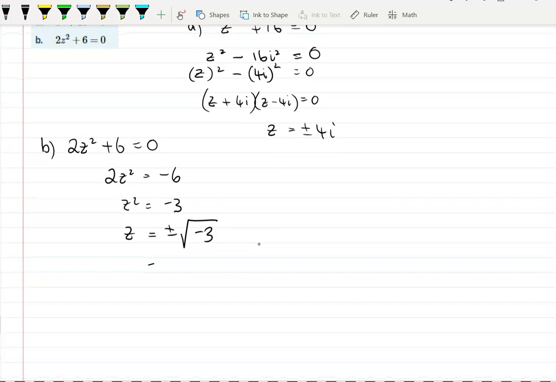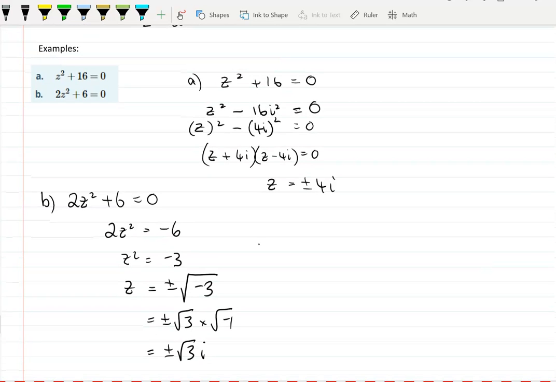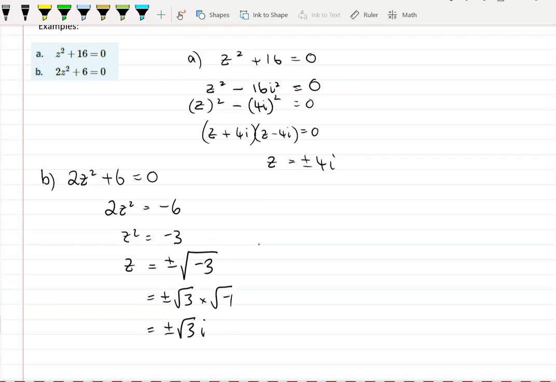Okay. And so I know that that's going to be plus or minus the square root of 3 multiplied by the square root of -1. So it's going to be plus or minus square root 3i. So I can solve it that way as well. So there's two ways of doing it. Now, why did I show you difference of two squares if you can solve it as simply as that?